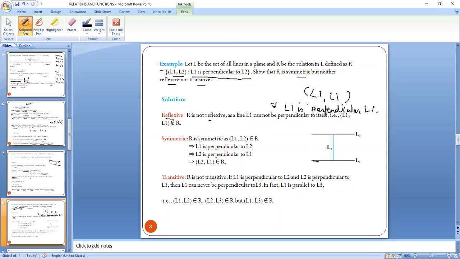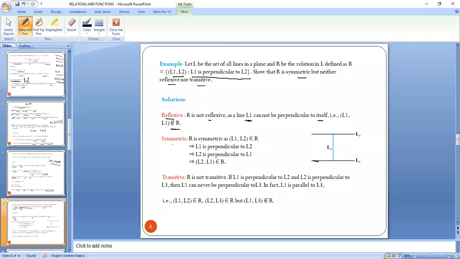If we had a relation of parallel, then we could say a line can be parallel to itself. But a line cannot be perpendicular to itself. Therefore, the relation is not reflexive. R is not reflexive as the line L1 cannot be perpendicular to itself. L1 comma L1 does not belong to R.